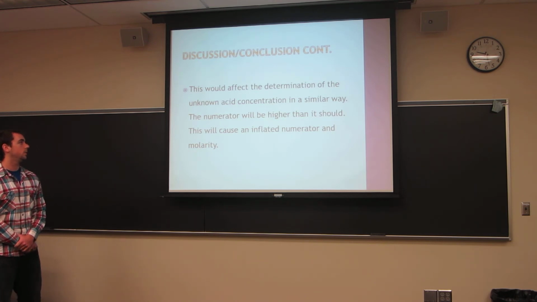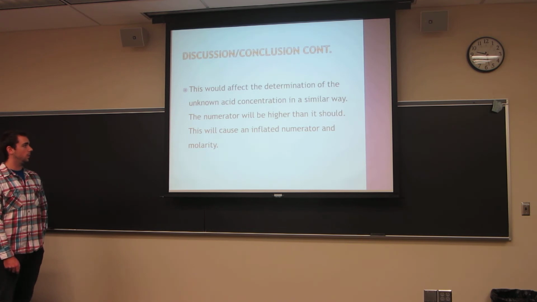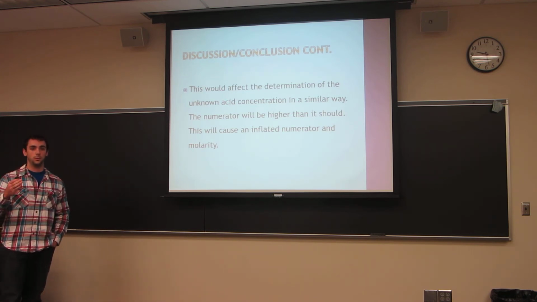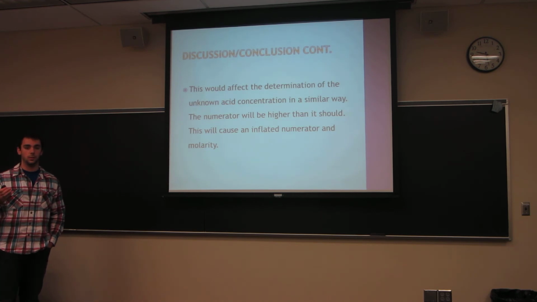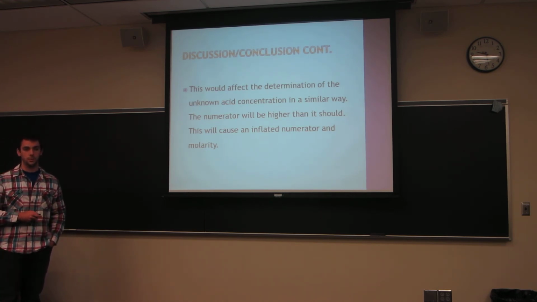This would also affect the determination of the unknown acid concentration in a very similar way. The numerator would be higher than it should be, and this would cause an inflated numerator and inflated molarity, like if it was 2 divided by 2 equals 1, or 6 divided by 2 equals 3. The 3 is too high because the 6 was too high.